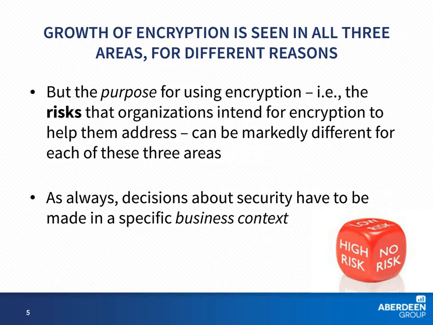As I've been writing about it for such a long time, this is what I've talked about before. This is kind of a qualitative, logical explanation of the data that we've seen consistently over these years. We see growth in all three areas, but it is for different reasons. In other words, the purpose for using encryption has to do with the risk that organizations are intending for encryption to help them solve. Those risks can be quite different for each of the three areas: the back end, the network, and the endpoints.